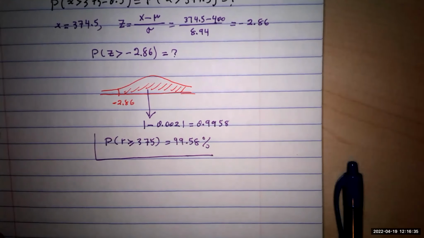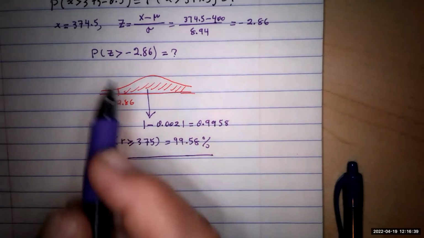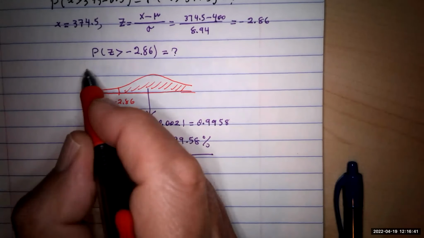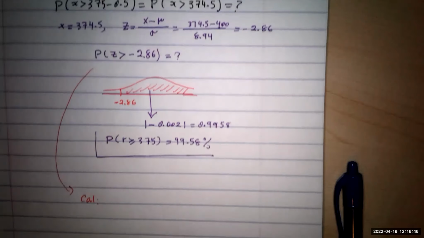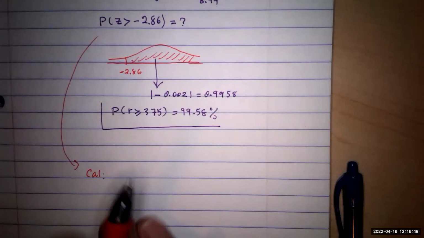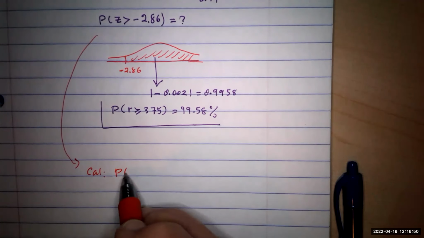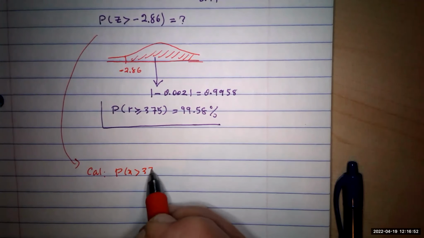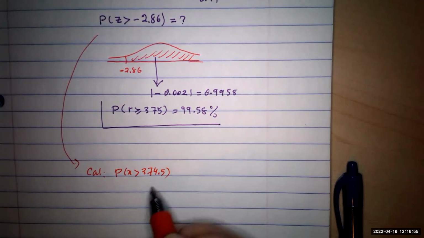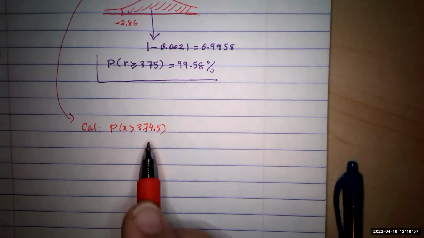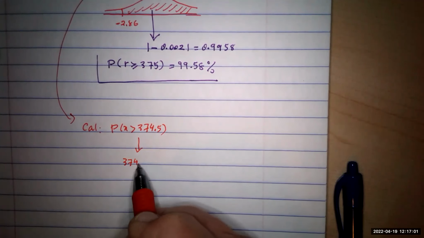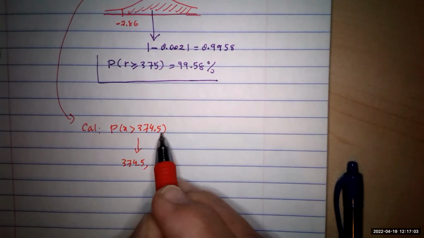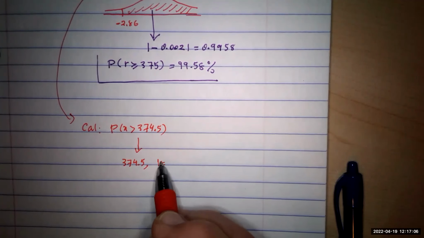Okay. So if you want to use your calculator, sorry, you have to use it here. So you use the probability that x is greater than 374.5. You don't need to change it to the z-score. So from the calculator, this means 374.5 the lower, and the upper is infinity, 1e99.